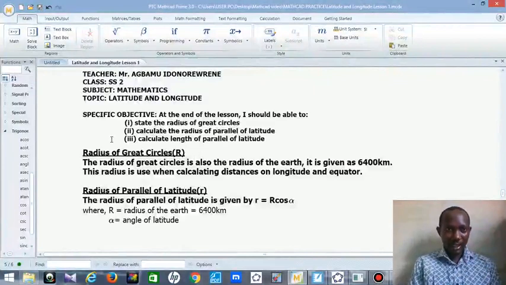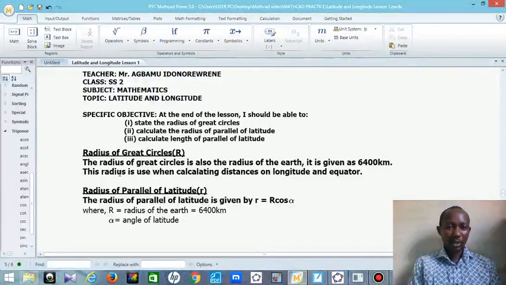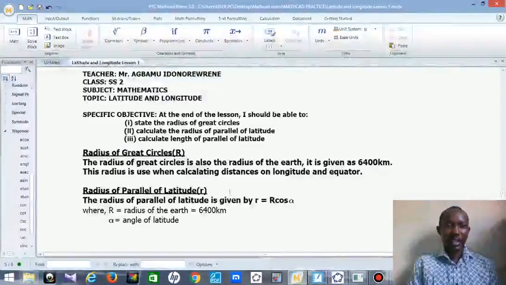In this class, we are trying to look at the radius, because the next thing is how do you calculate the radius of great circle and parallel of latitude. Remember what I told you before. In this topic, our major target is how do you get distance between 2 points on the surface of the earth. And if you must do that, you need to know the radius that you are going to use, and you need to know the angle between the 2 points. If you know that, then the next thing is to use the length of an arc formula and you are okay.